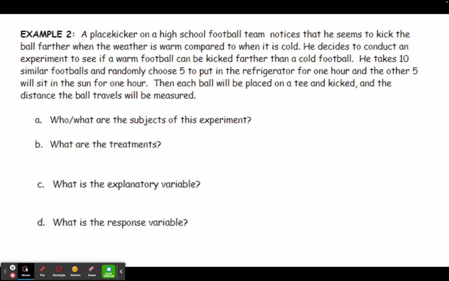Let's look at one more example. We have a place kicker on a high school football team, and he notices that he seems to kick the ball farther when the weather is warm compared to when it's cold. He decides to conduct an experiment to see if warm footballs can be kicked farther than a cold football.